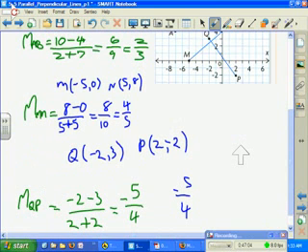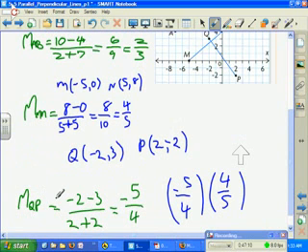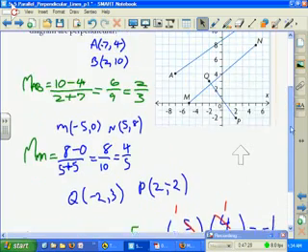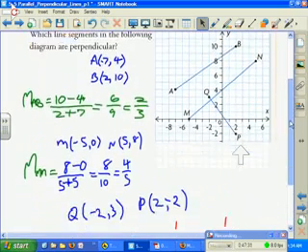Negative 5 over 4, okay, times 4 over 5. Cross it out. Okay. 1. So yes. M and N and QP are perpendicular. M and N and AB are not parallel. Okay.